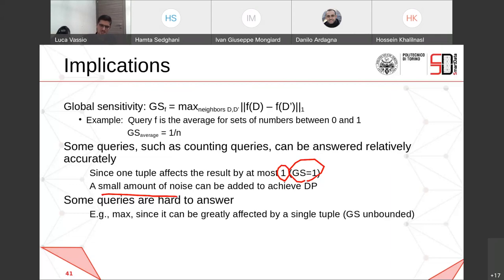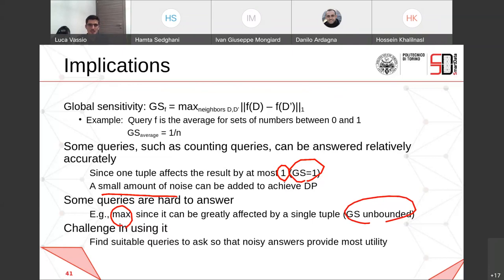Instead, others are hard to answer. For example, the maximum function will be greatly affected by a single tuple, actually unbounded, because you can have a new tuple going to infinity, and so the max can change without bound. Differential privacy will never be able to provide usefulness to a query where you actually want to know the maximum, because by definition, maximum is not a statistic. It's really dependent on what a single person does. So there's always a trade-off between noise and utility.